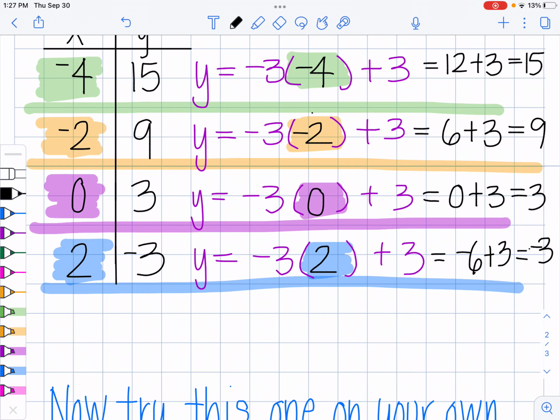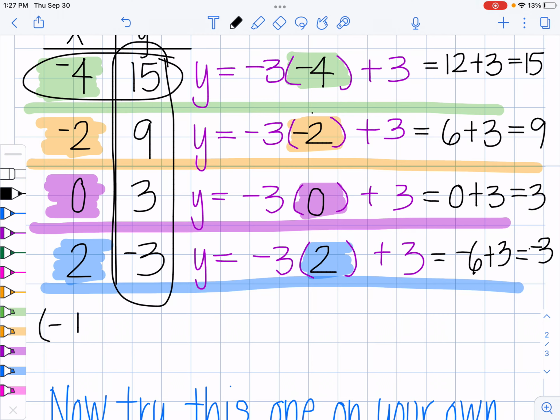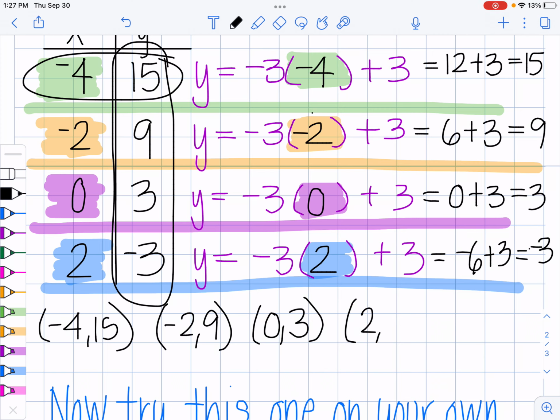Okay, so this is going to be your filling in the table, your y values, and then they could go one step further and ask you what the ordered pairs are. So the ordered pairs would be the rows that you have. So it would be negative 4, 15; negative 2, 9; 0, 3; and 2, negative 3. And you could take these 4 ordered pairs and you could plot them in a coordinate plane and then draw the graph for your line.